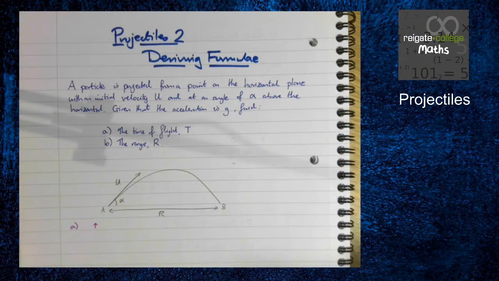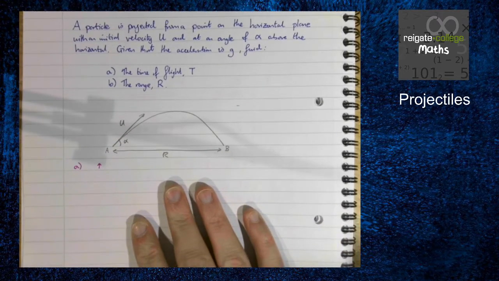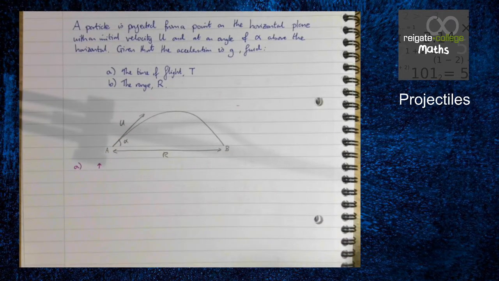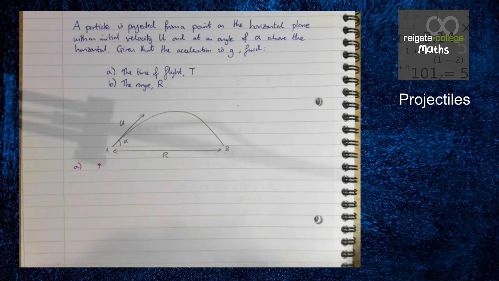So we're going to have a look at this question here. A particle is projected from a point on the horizontal plane with initial velocity u at an angle of alpha above the horizontal. Given that the acceleration due to gravity is g, find an expression for the time of flight T. And then for part B, find an expression for the range. Now I've drawn a diagram. You might be given a diagram, you might not. If you're not, draw it yourself.